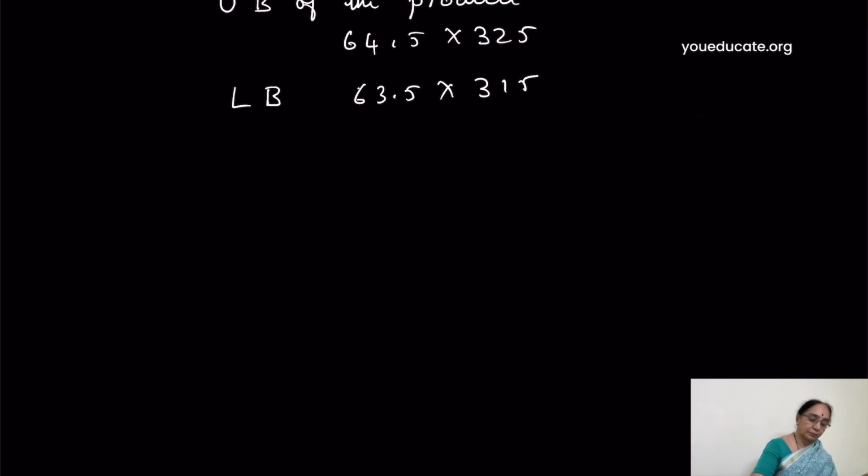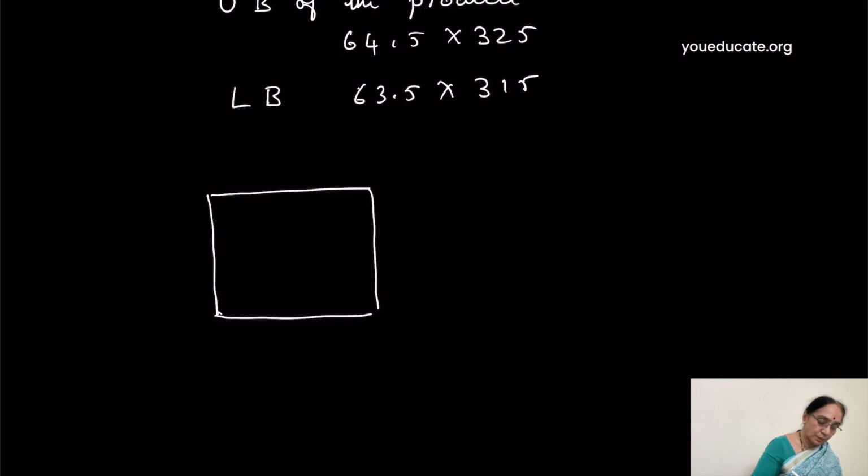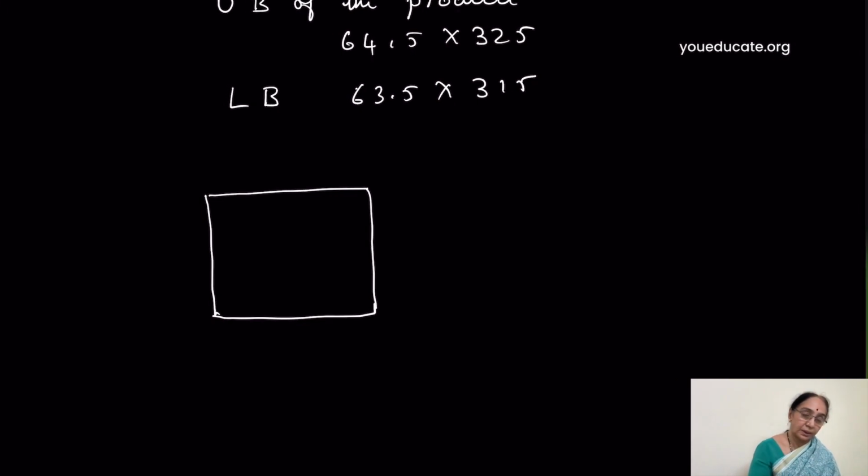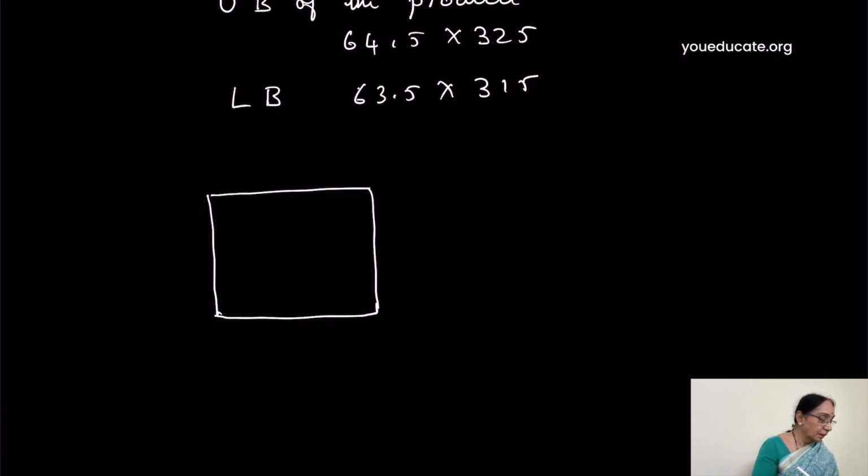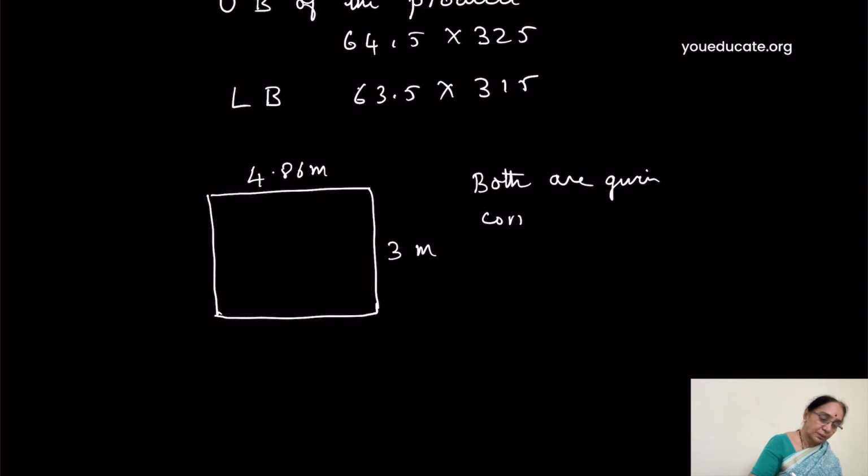Now we will take one rectangle, and we'll try to get the upper bound and lower bound for the area and perimeter of this rectangle. Now this length is 4.86 meters and this width is 3 meters. Both are given correct to 2 decimal places.